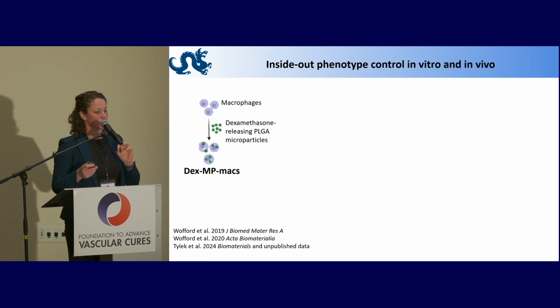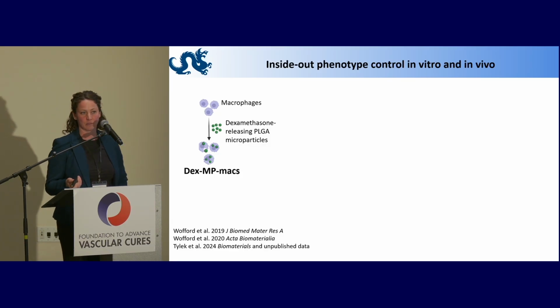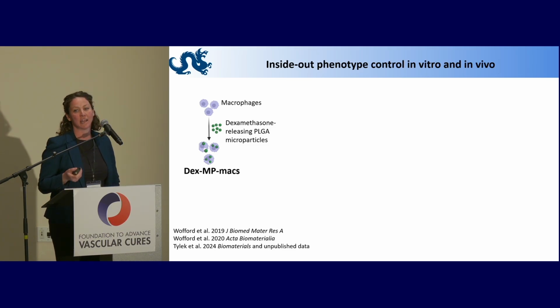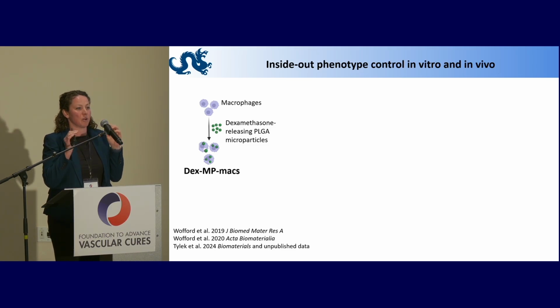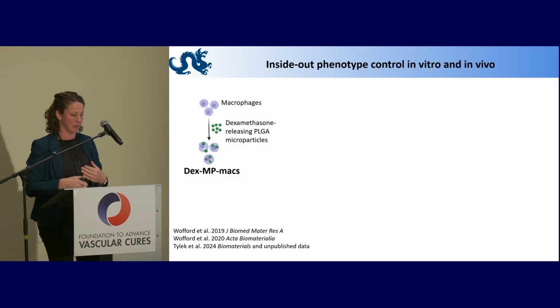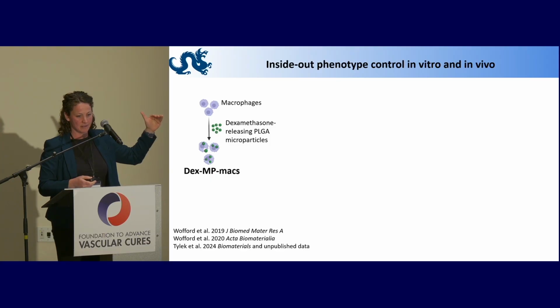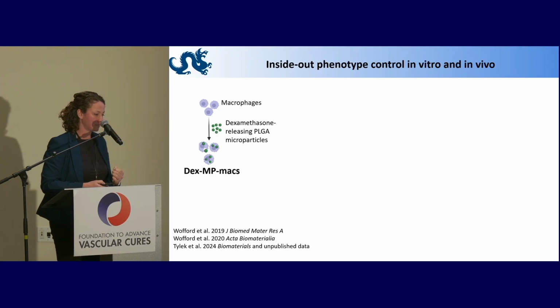So the drug that we ended up going with for a lot of our applications is dexamethasone. It was selected because it's potently anti-inflammatory and it acts on intracellular receptors. So if we were going to use something that controls macrophages from the inside out, it had to act inside the cells, as opposed to a lot of other drugs that act on the outside of the cell, so that wouldn't work. So we call these cells DexMPMAX, macrophages that have been fed dexamethasone microparticles.